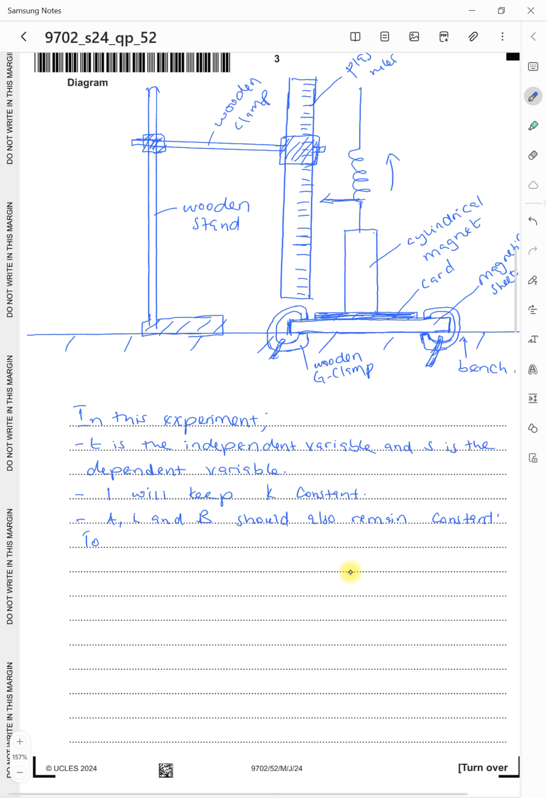So, to collect and analyze data, I'll take the following steps. Step number 1, I'll measure the length L of the cylindrical magnet using a ruler.